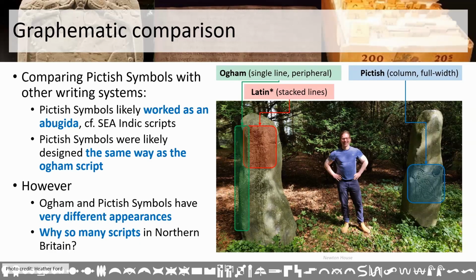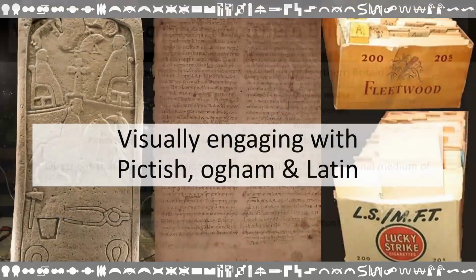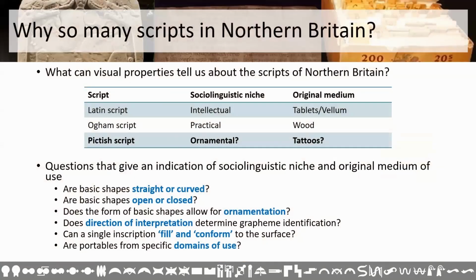width of the surface. Okay, so what I'm going to argue from here on in is that they occupy different sociolinguistic niches. That the Latin script was occupying an intellectual niche. So not just for inscribing personal names, but for inscribing abstract concepts, complex propositions, long extended inscriptions. And we know the original medium of use in Northern Britain in the case of the Latin script.